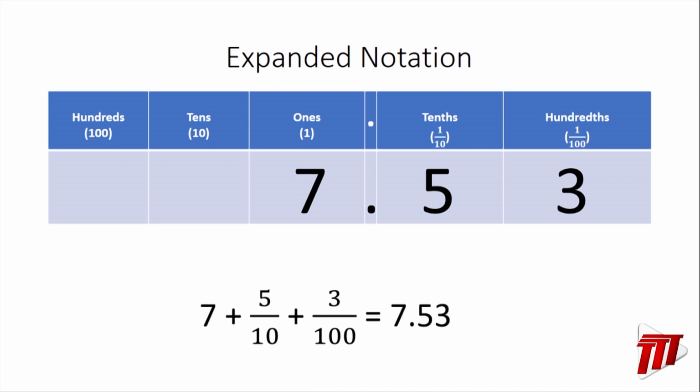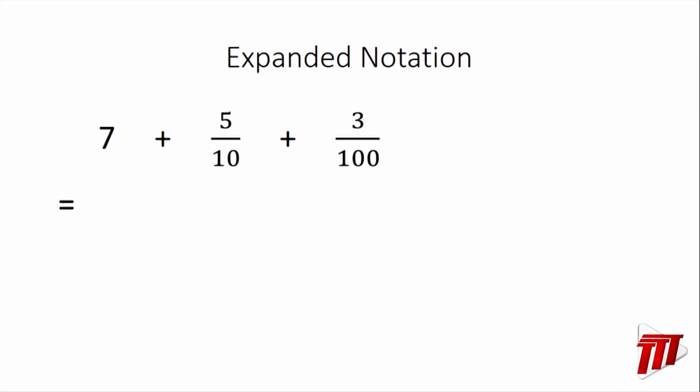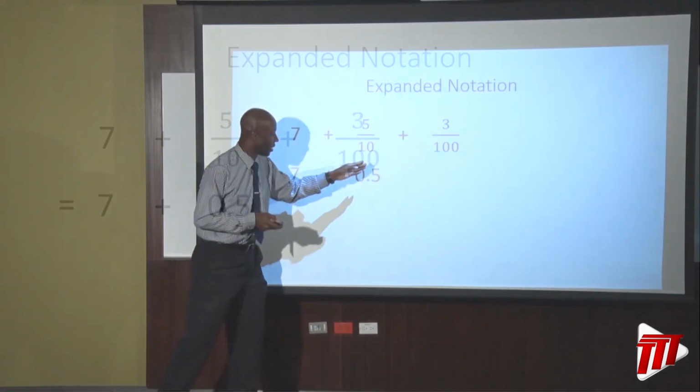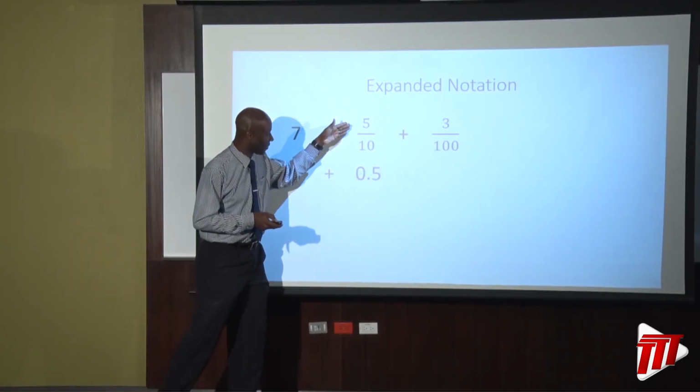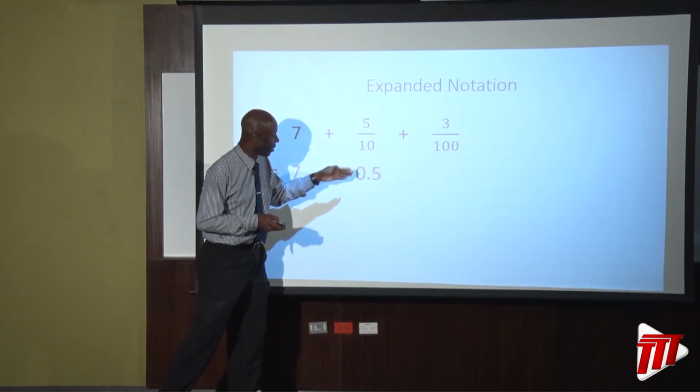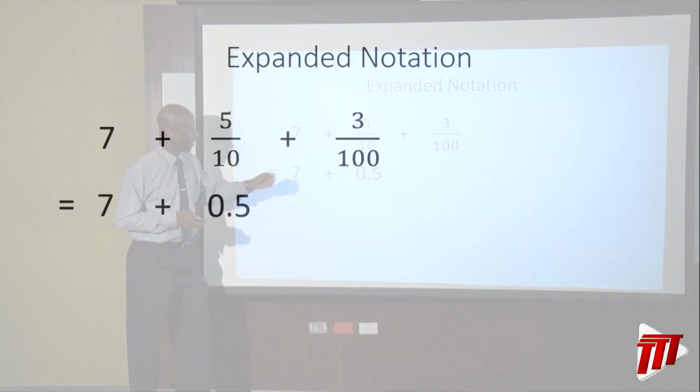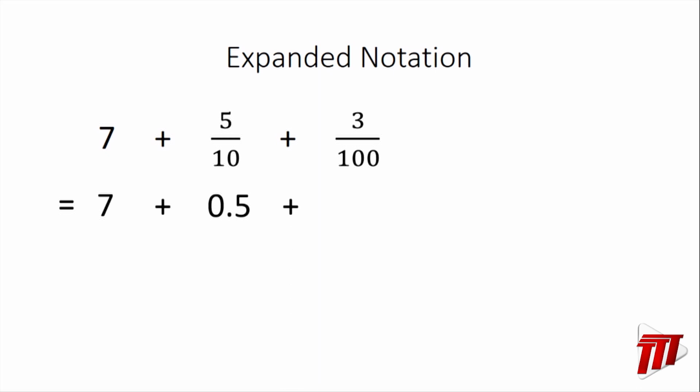This same problem can be solved differently. We have 7 plus 5/10ths plus 3/100ths. 7 plus 5/10ths expressed using decimal notation. So what I'm doing here is I am writing our common fractions as decimal fractions. So 5/10ths written as a decimal fraction is 0.5, and 3/100ths written as a decimal fraction is 0.03.